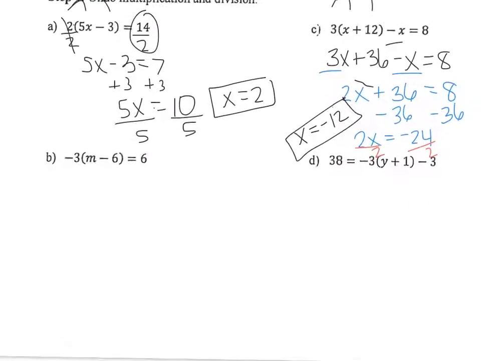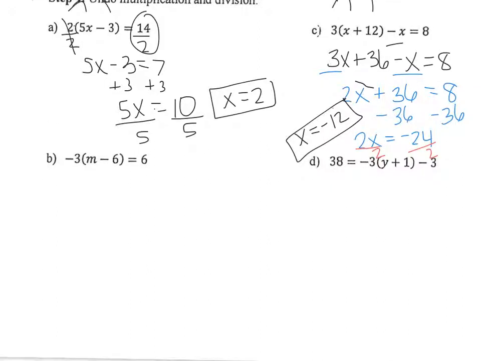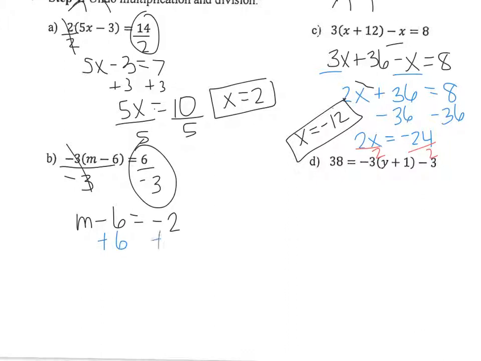And then down here, here's an example too of I can divide by -3 because there's nothing else outside the parentheses. So I'm going to do that. Or you can distribute. Cancel out. So m minus 6 equals, this is -2. Add 6 to each side. So m equals -2 plus 6, which is 4.